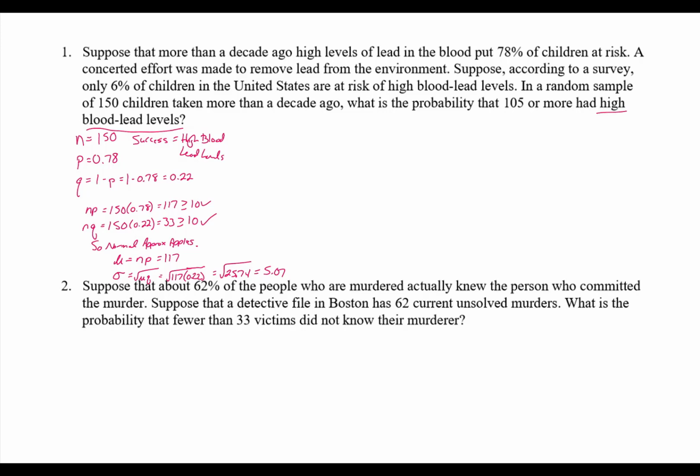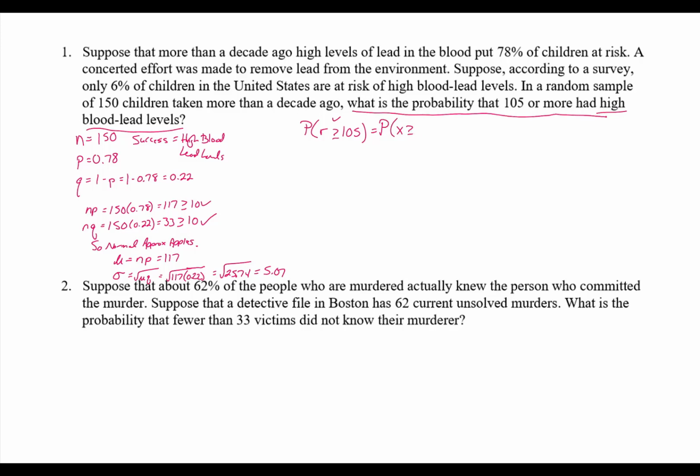Now we want to write the probability we're looking for in binomial probability notation. We're looking for the probability that 105 or more had high blood lead levels. So this is the probability that R is greater than or equal to 105. Here we already have equality, so we've checked the equality piece. Now we can do the continuity correction to convert to our normal distribution. This is going to be the probability that x is greater than or equal to some number.